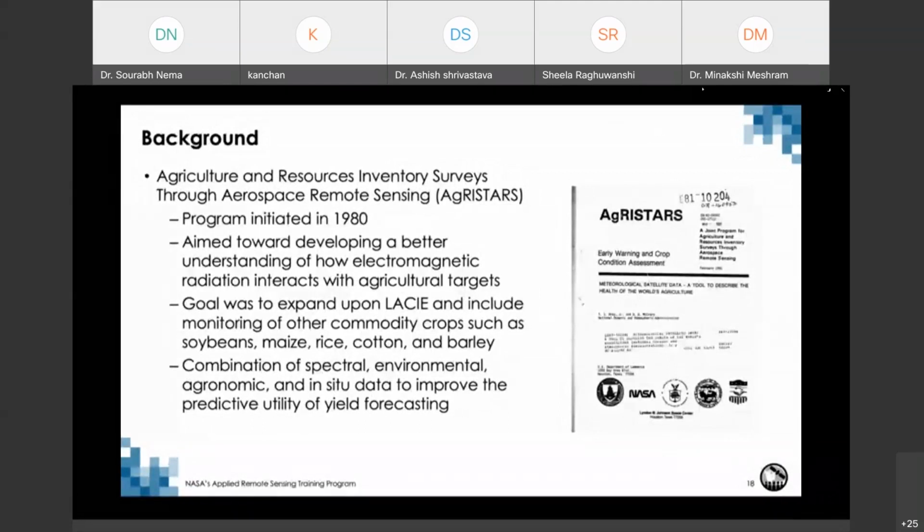During the AgriSTARS project, a fundamental understanding of microwave remote sensing of soil moisture, particularly in the L and C band frequencies, was achieved using sensors on ground, aircraft, and satellite platforms. The scientific knowledge gained from AgriSTARS remains a foundation for research today.